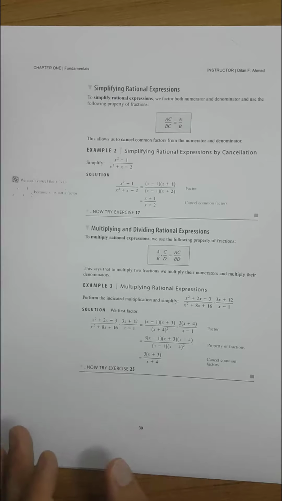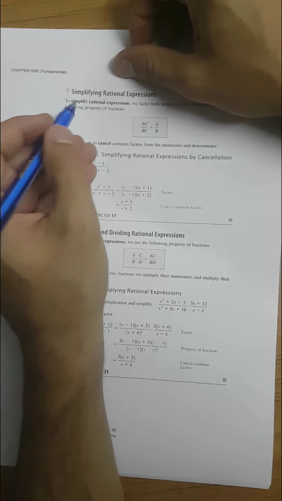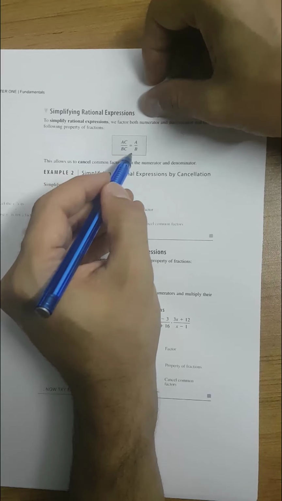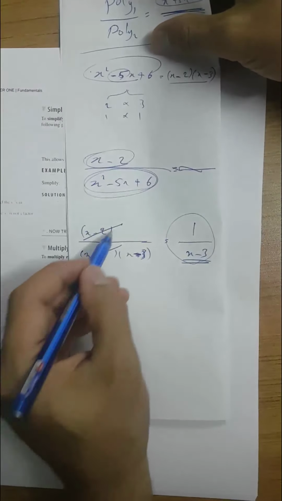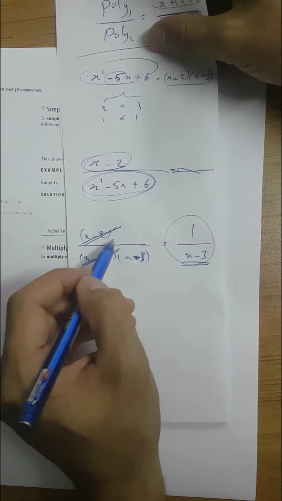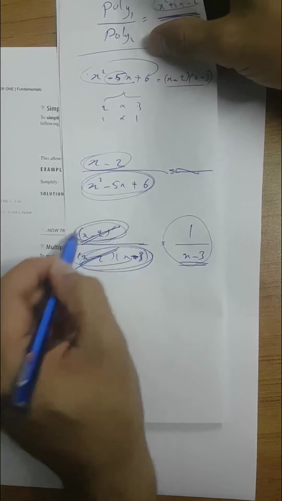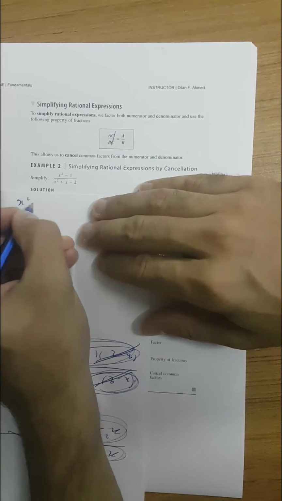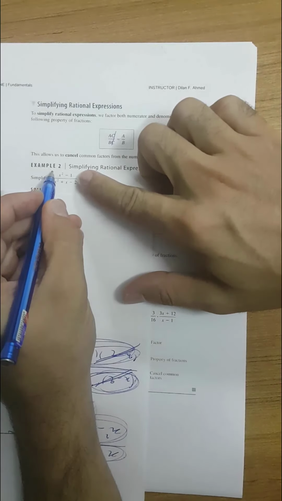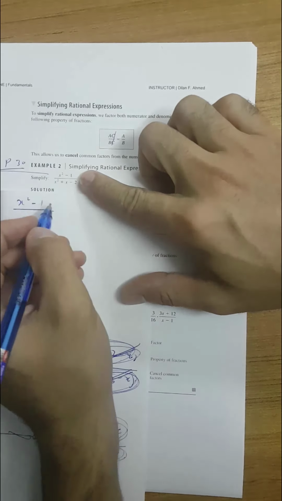Okay. So in that page, there's nothing important here. In page 30, we start our first steps that I need. Simplify the following rational expressions. What do you mean? AC over BC is equal to A over B, which means that we will cancel the common factor, as I did before here. We will cancel the common factor in the denominator and the numerator. That's all that we need. So for example, we have x squared minus 1, which is example 2 in page 30.